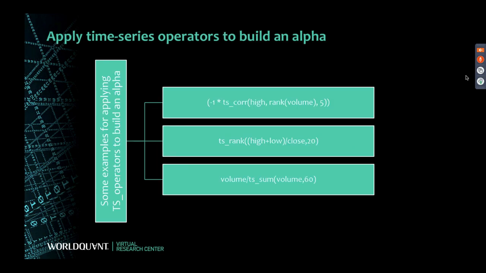Okay, let's take a look at a few examples of how you can use those operators. So the first example is basically you look at the correlation of the high price and the rank of the volume over the last 5 days. So this is somewhat like a smart reversion. Maybe, I don't know if smart is the right word, but it's a little more advanced reversion. So basically, if the volume is increasing and the price is increasing, you think there's a really strong reversion signal.